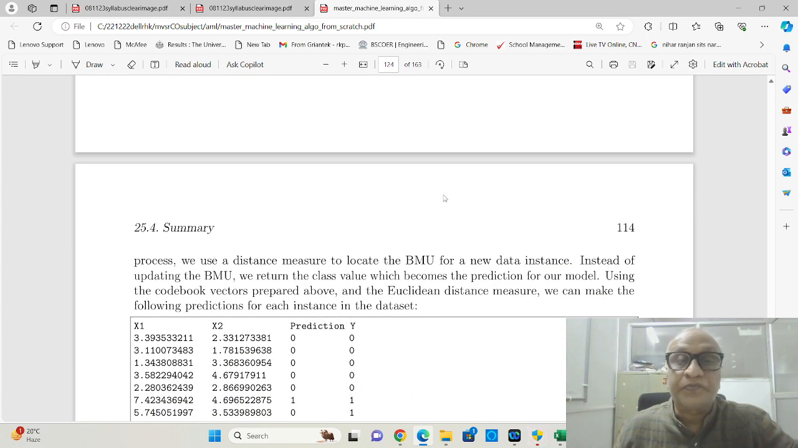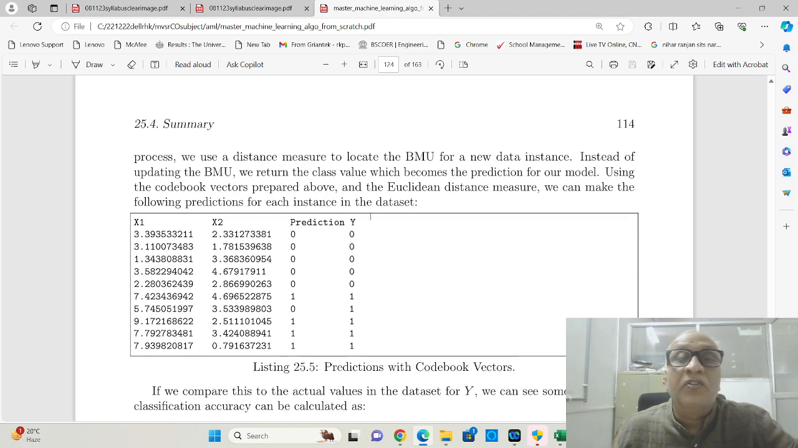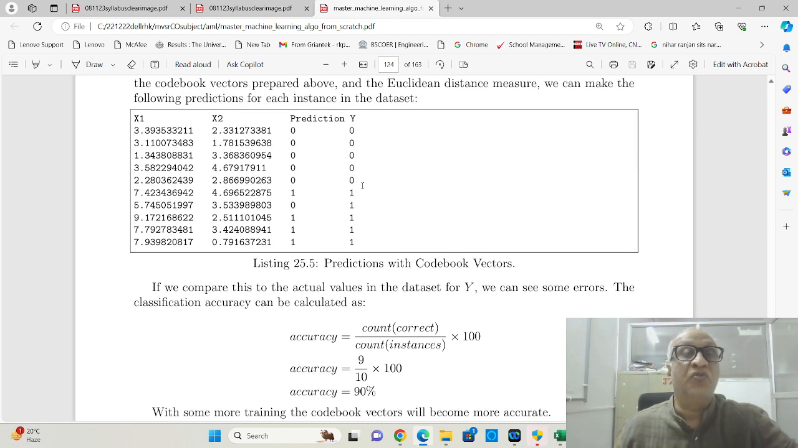Now after that I need to make predictions with LVQ. Same thing, we'll be using the distance measure. Then we'll return the class value that becomes the prediction for our model. So for every instance, we are making the prediction.